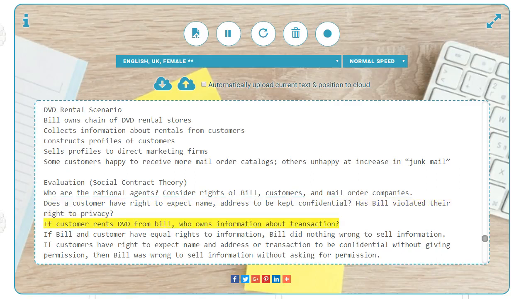If a customer rents a DVD from Bill, who owns the information about the transaction? If Bill and the customer have equal rights to the information, Bill did nothing wrong to sell the information. If customers have the right to expect their name and address in a transaction to be confidential without giving permission, then Bill was wrong to sell the information without asking for permission.